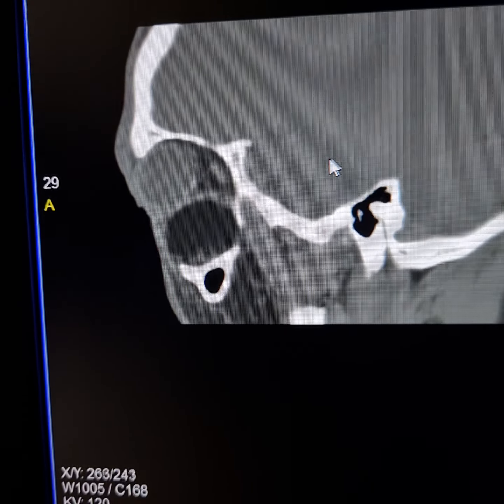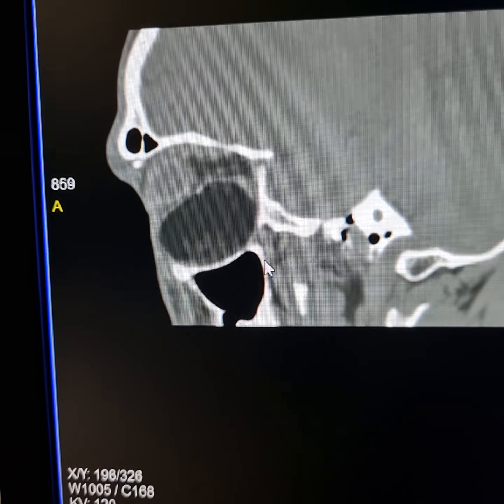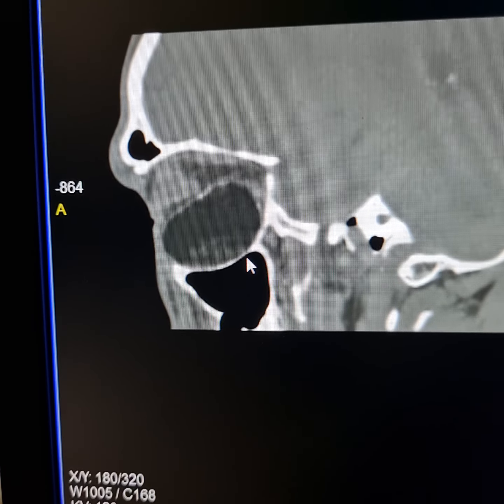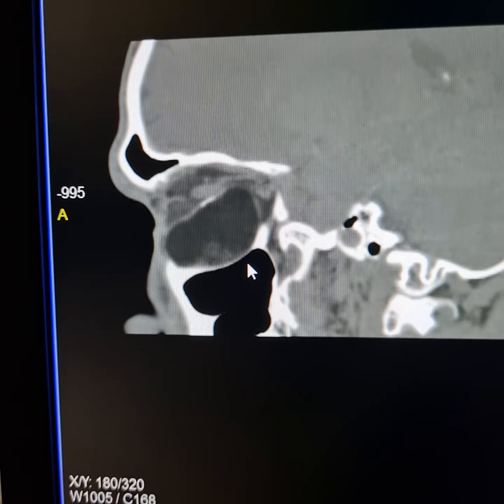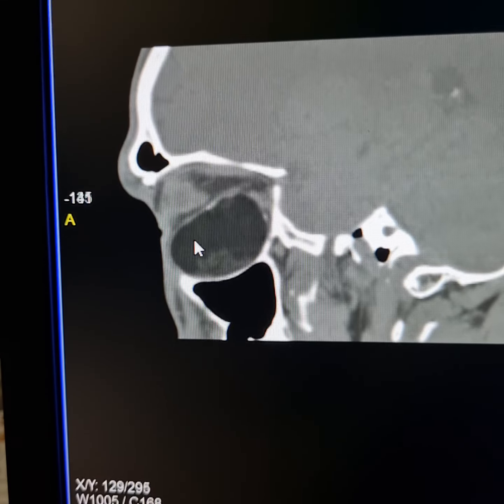This is the sagittal scan. This one is the fat attenuation lesion. Well-defined, floor of right orbit is depressed downwards, curvilinear calcification.